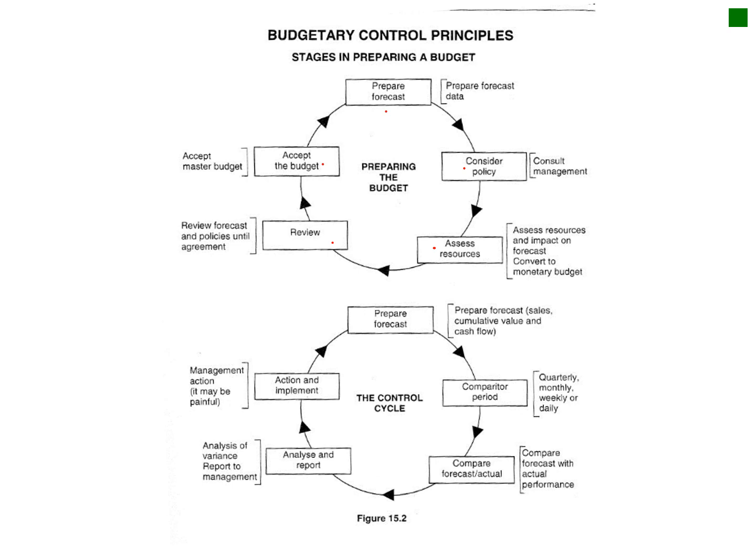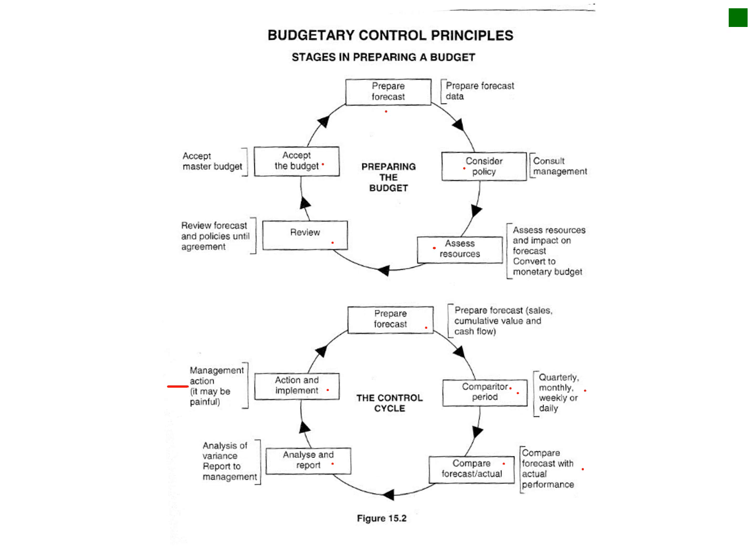And then the control cycle, in contrast to that, is to prepare your forecast, then your comparator meeting period. So you're going to compare the stuff. I've never heard the word comparator before, so pardon me for that, but it's going to be compared. Then compare your forecast to your actual, and then analyze and report, and then you've got your action and implementation that follows within that. So remember that you've got your quarterly, monthly, weekly, daily, compare your forecast, actual performance, and so forth.